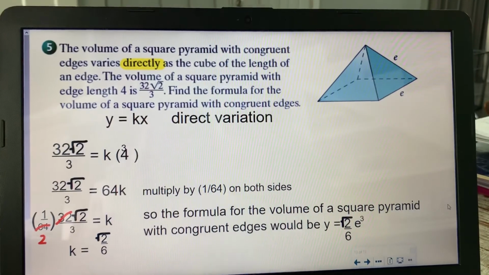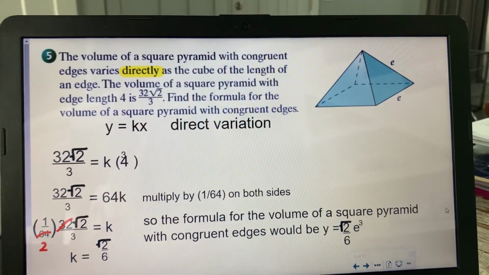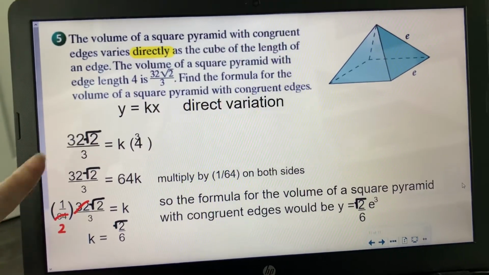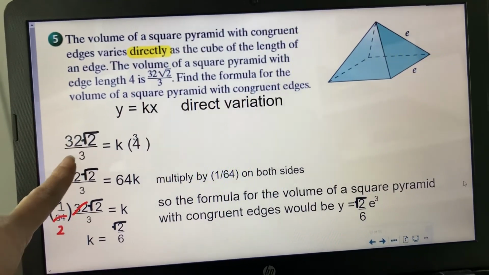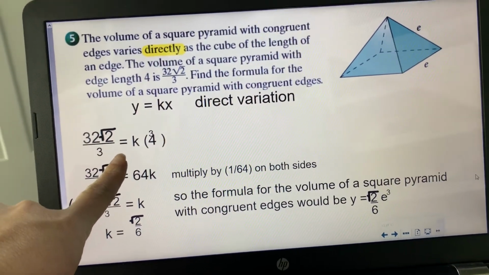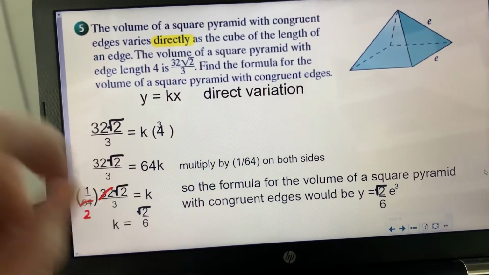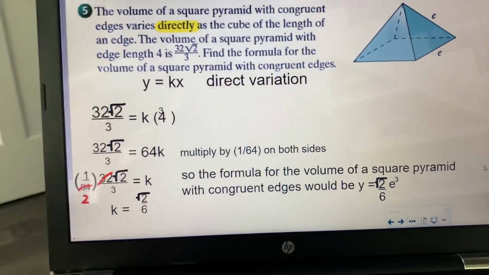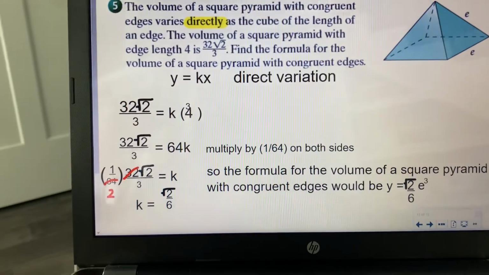Okay, so it gave you the volume. The volume is 32 radical 2 over 3. I can't put radicals on when I type, so I had to draw that on. So 32 radical 2 over 3 is the volume, equals K. We need to find K. It says it varies directly with the cube of the length of an edge. So we took the edge length and we cubed it, although my 3 got a little off. It's supposed to be over here.